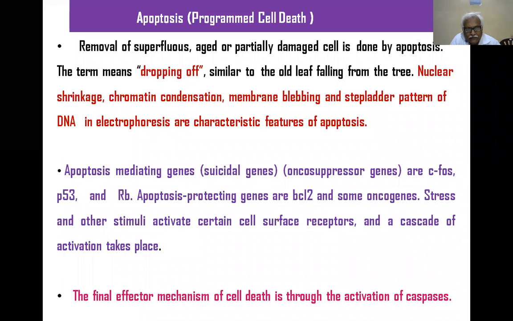These are all the characteristic features of apoptosis. Apoptosis-mediating genes are otherwise known as suicidal genes or oncosuppressor genes. To name it in a better way, oncosuppressor genes. They are C-FOS, P53, and RB. Apoptosis-protecting genes are BCL2 and some oncogenes. Stress and other stimuli activate certain cell surface receptors, and a cascade of activation takes place. The final effector mechanism of cell death is through the activation of caspases. Remember this word. The final effector mechanism of cell death is through activation of caspases.